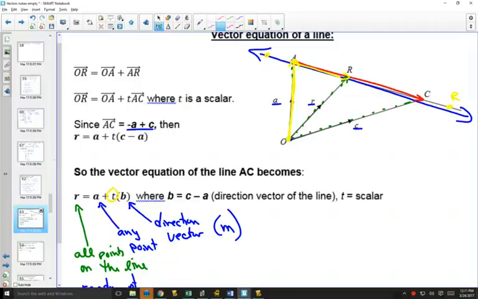And if I include all possible values of T, I will draw all possible values of R, and all those points together make up a line. And that's why this is a vector form of y equals mx plus b.